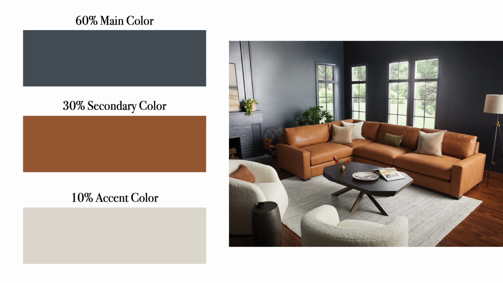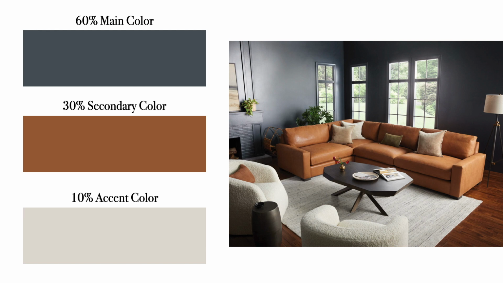The secondary color is the rich caramel color of the sofa and wood flooring, and you can also see it in the basket that's on the fireplace. Remember how I said the secondary color is often used to create a contrast with the main color? Well, that is certainly the case here because these two colors are opposites on the color wheel.